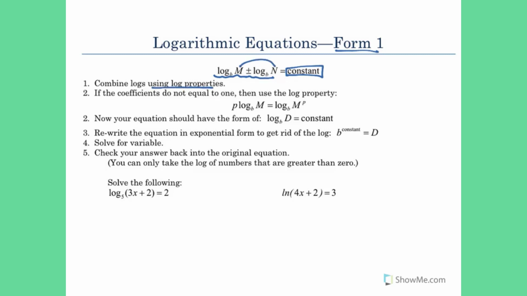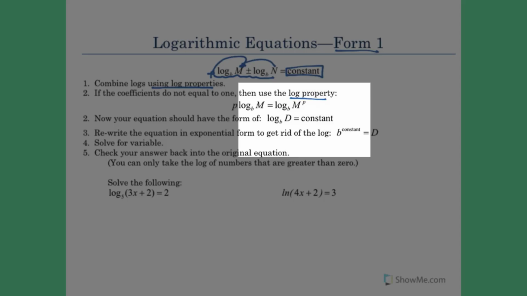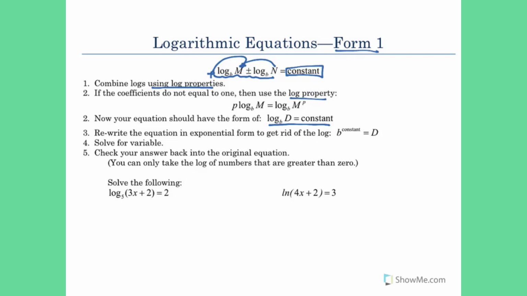Remember, if it's plus, we can multiply m and n. If it's minus, we can divide. If the coefficients do not equal 1 to begin with, so let's say there's a number in front, we need to move that coefficient as an exponent using that log property. Now your equation should have the form of this, and this is where we need to get rid of the logarithm. So we can go back to exponential form by taking the base, raising it to the constant, equaling d. And we're going to solve for the variable.